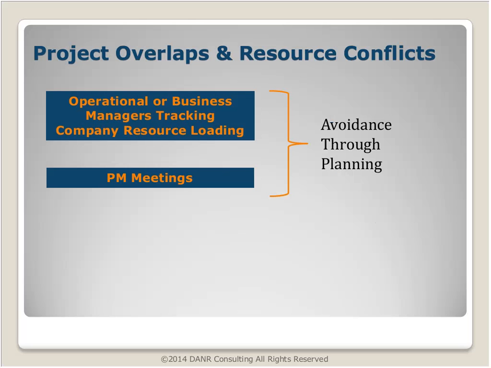So now let's look at project overlaps and resource conflicts. How do we overcome the challenges of having resources that are needed on two projects at once, both in critical stages? Well, the first approach is avoidance through planning. There are a couple ways this is commonly done in system integrator organizations.